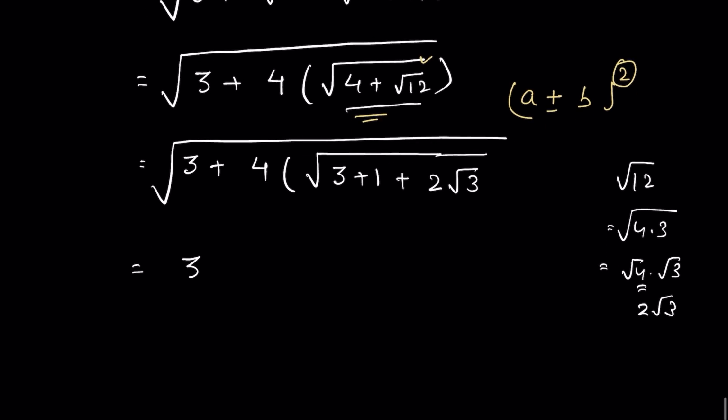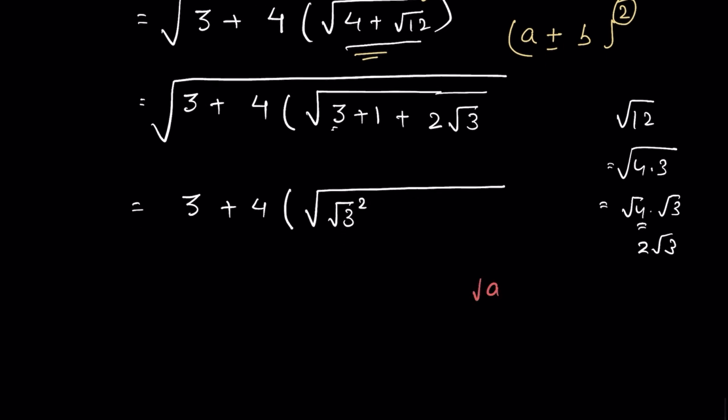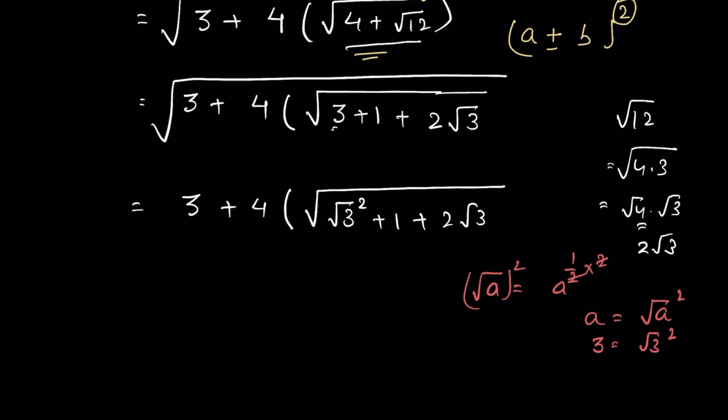Now 3 plus 4 parenthesis, now 3 we can write as square root of 3 square, because you see, a under square root means a is raised to the power of 1 upon 2. When we square it, the exponent is multiplied by 2, so this and this cancel. So a can be written as square root of a square. So 3 we can write as square root of 3 square, then plus 1, then plus 2 times square root of 3 times 1, then all under square root.